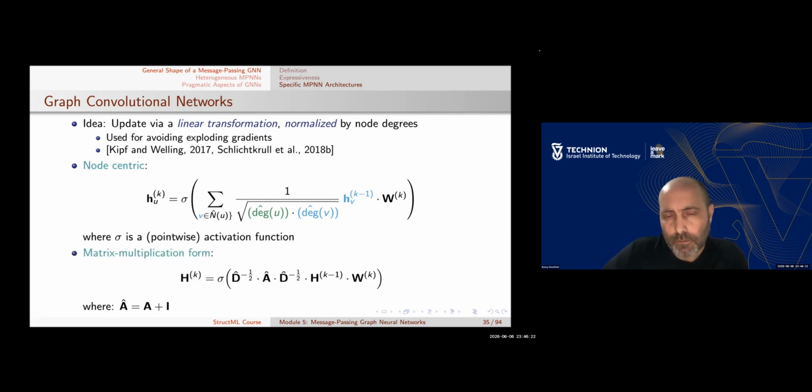Now you can also write it down in matrix multiplication form. You can verify that basically this product of matrices is a one-to-one representation of this semantic representation with the neighborhood notation, and here A hat is basically A plus identity, the adjacency matrix plus identity.